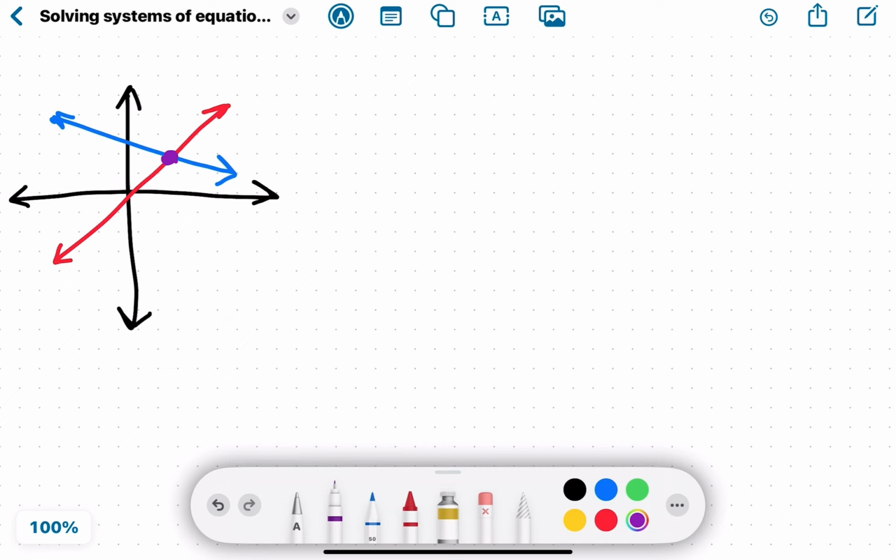So sometimes you're not always going to be given graph paper, and you're not always going to have access to your calculator in order to be able to solve this graphically. That's when algebra is going to come in handy and help you.